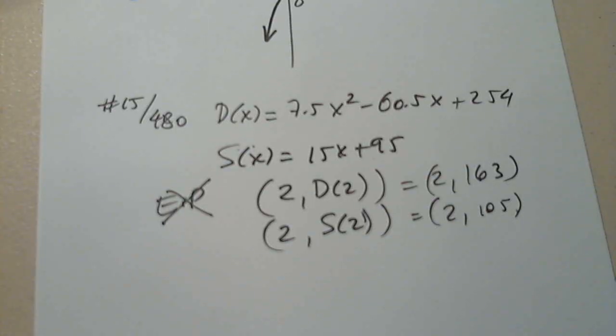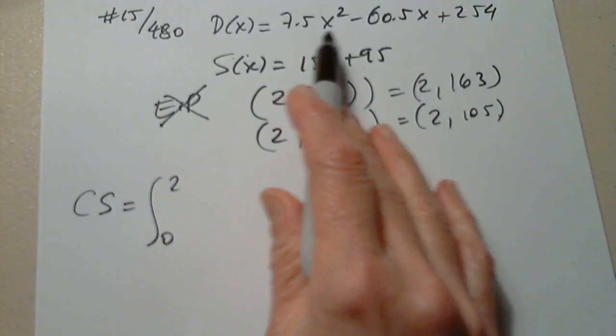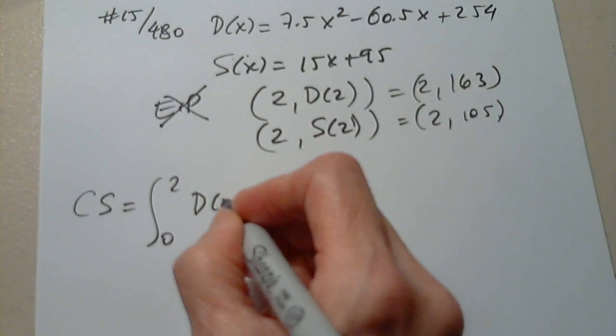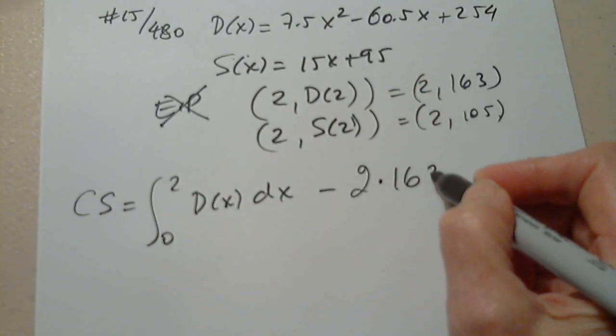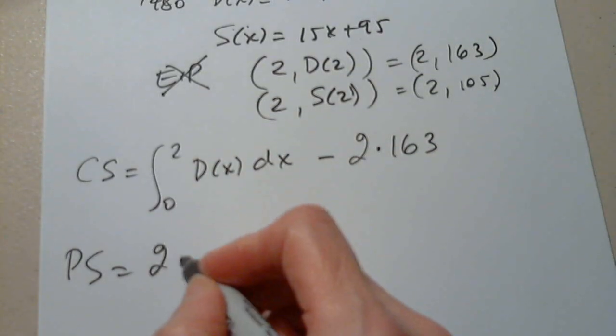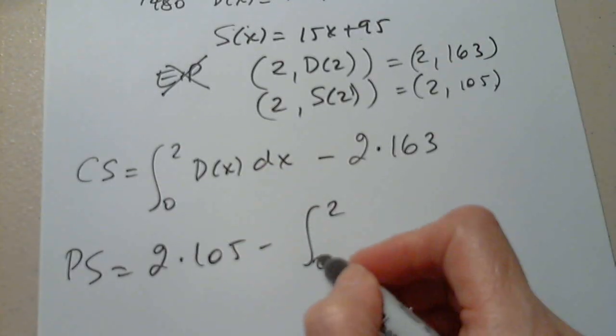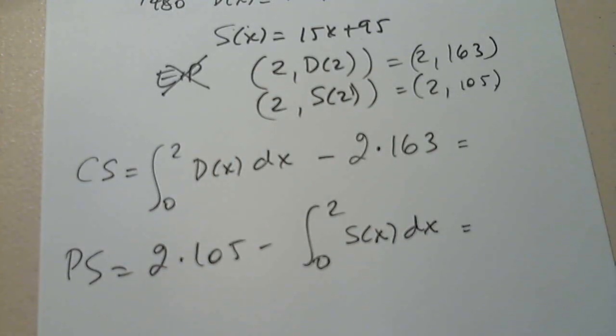Good. So now the consumer surplus will be the integral from 0 to 2 of this function minus this product, 2 multiplied by 163. The producer surplus will be this product, 2 multiplied by 105, minus the integral from 0 to 2 of s of x dx. And since this is just integrating quadratic and linear functions, like we did last time, I like to directly calculate.